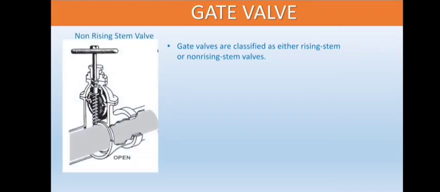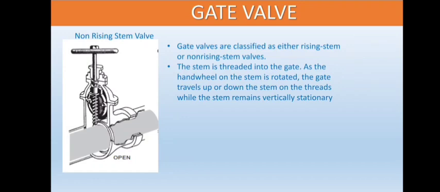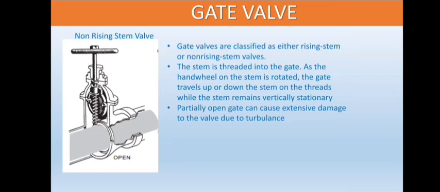Gate valves are classified as either rising stem or non-rising stem valves. So in this picture, we have shown a non-rising stem gate valve. The stem is threaded into the gate. As the handwheel of the stem is rotated, the gate travels up or down the stem on the threads, while the stem remains vertically stationary. A partially open gate can cause extreme damage to the valve due to turbulence.